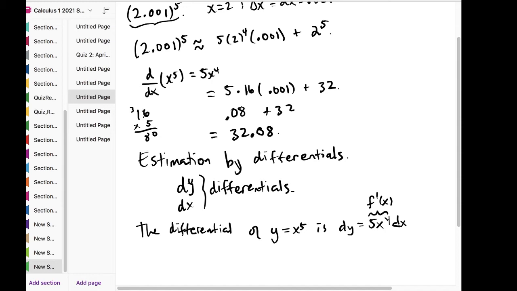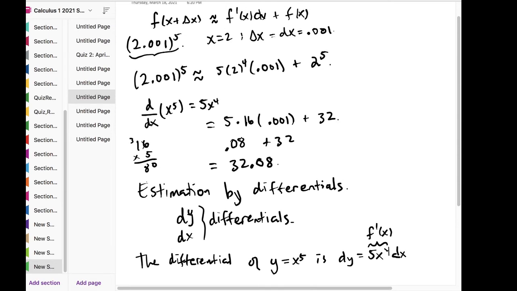Okay, so usually this method is nicer when you have decimals, because it's a lot easier to express a decimal just by adding it. 2.001 is just 2 plus 0.001. So your delta x expression is a little bit easier to work with. Okay, so I just wanted to introduce that other method.